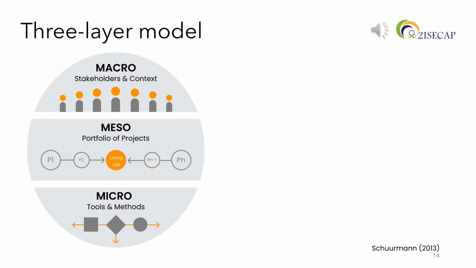One of the most important Living Lab concepts is the so-called three-layer model. Living Labs act at different levels, and this is our conceptual representation of it. The macro level is where we will talk about stakeholder and context analysis. The meso level will consider the different projects that could be managed by the Living Lab. And the micro level refers to the specific tools and methods available to support and to help fulfill activities and projects taken on by the Living Lab.